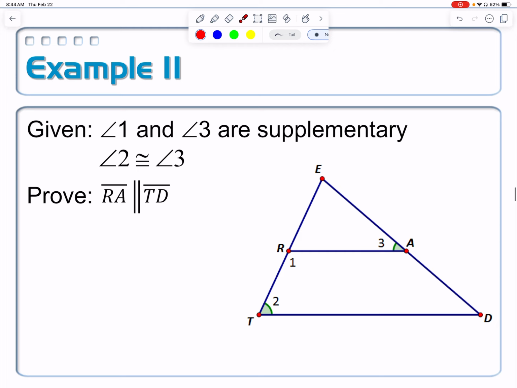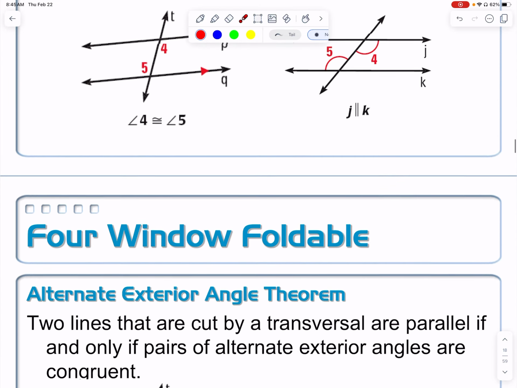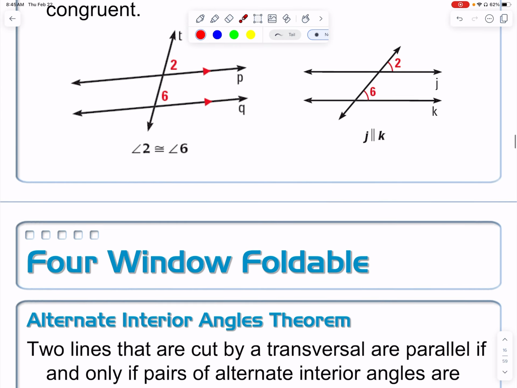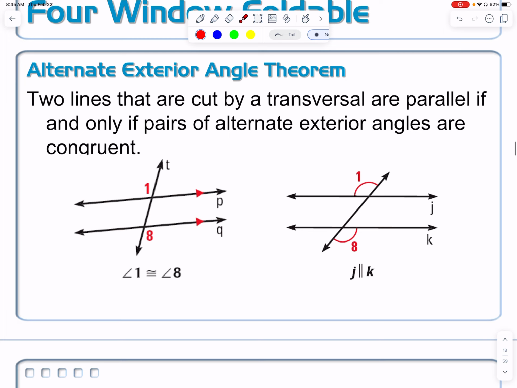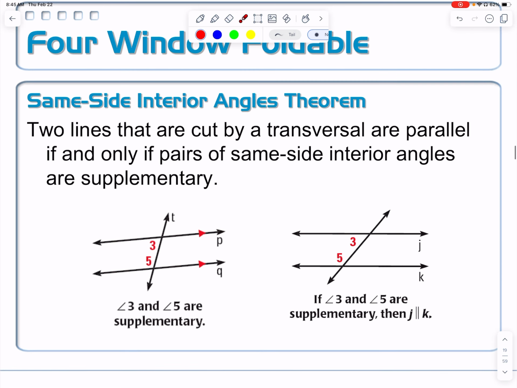So what I'm going to highly recommend that you do is try to brainstorm some ideas. How are you going to link these pieces of given information to get these two lines parallel? And in order to get those lines parallel, you need to find basically one of these sets of angle pair relationships. You need to show that some corresponding angles are congruent, some alternate interior angles are congruent, alternate exterior angles are congruent, or possibly some same side interior angles being supplementary.